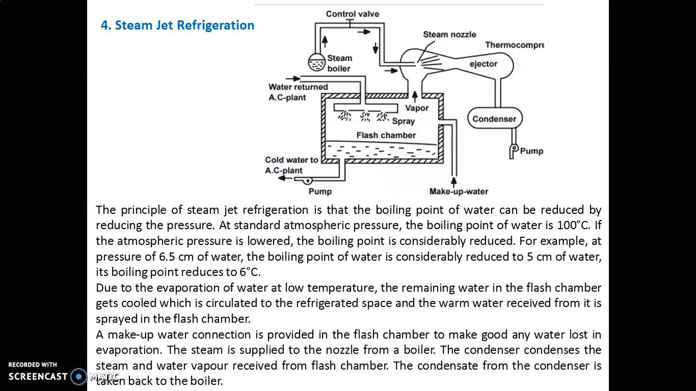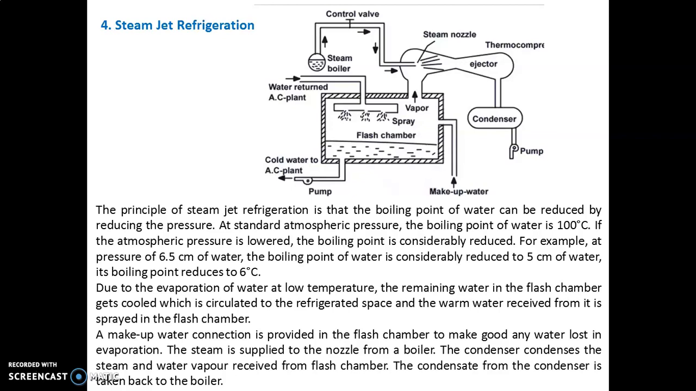The principle of steam jet refrigeration is that the boiling point of water can be reduced by reducing the pressure. This is the basic working principle. Keep in mind that for producing steam we need a boiler, a device mainly used to produce high pressure steam. At standard atmospheric pressure, the boiling point of water is about 100 degrees centigrade, as we know. If the pressure is lowered, the boiling point is considerably reduced. This is the basic science behind it.